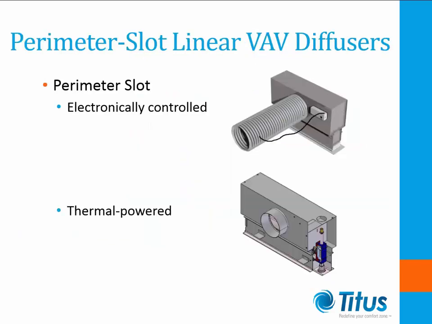Variable air volume diffusers are also available in a linear format. These can be either electronic or thermally actuated. Linear slot diffusers have an additional consideration in that the variable geometry can be used to change the volume of airflow. Linear diffusers are often used for perimeter applications with higher external heating and cooling loads.